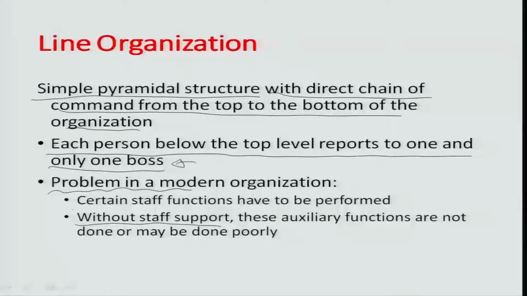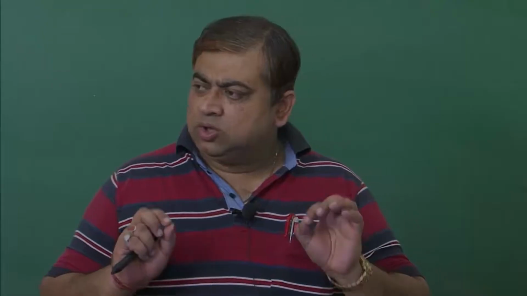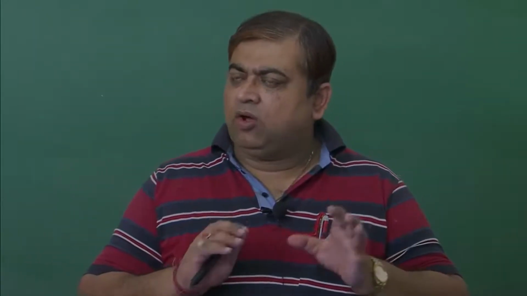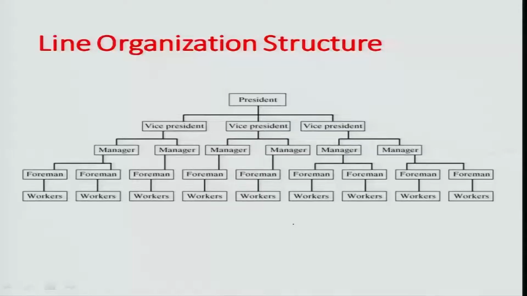So, certain staff functions have to be performed in modernized organizations, which have to be accounted for in the line based organization, and without staff support these auxiliary functions are not done or may be done poorly, and it may reflect upon the overall success of the work system which has been designed. And therefore, it is important that at every level we staff and make some structures which directly report to a single boss whose job is completely defined to that boss, apart from the main reporting which is done from the value addition or from the value chain which goes into the product ultimately. So, these are line organization structures you can look at.